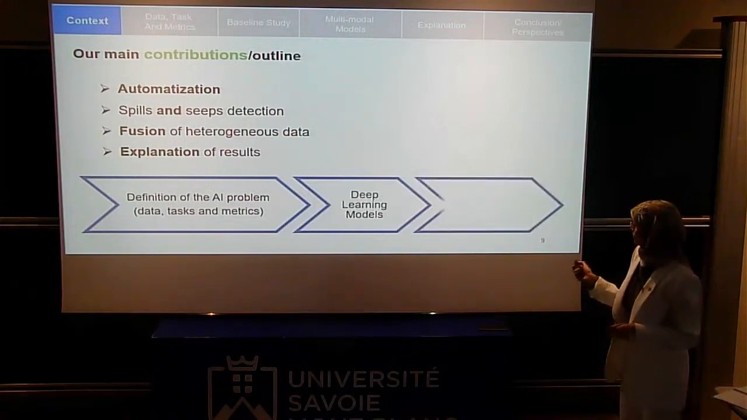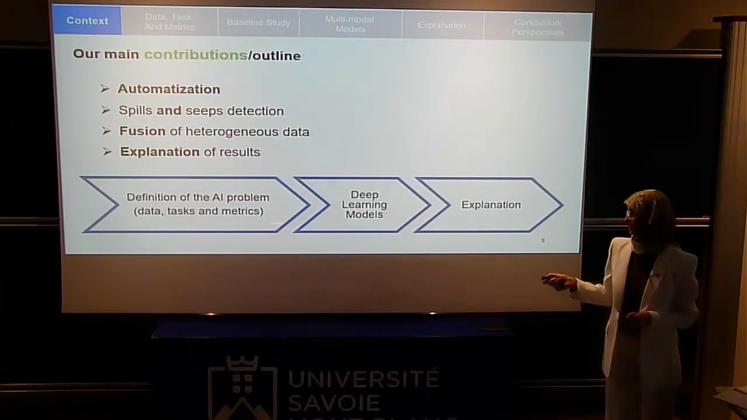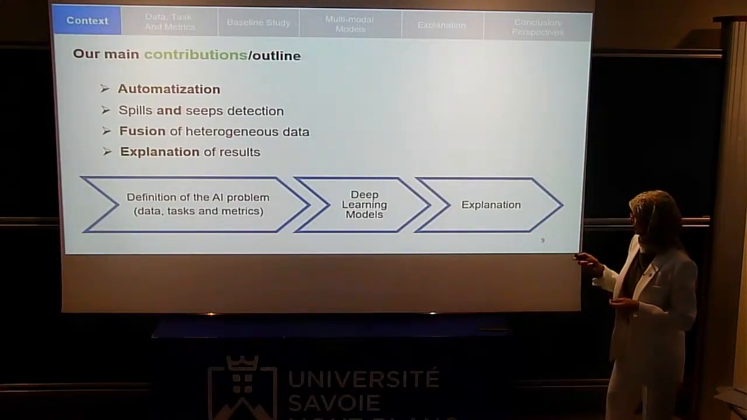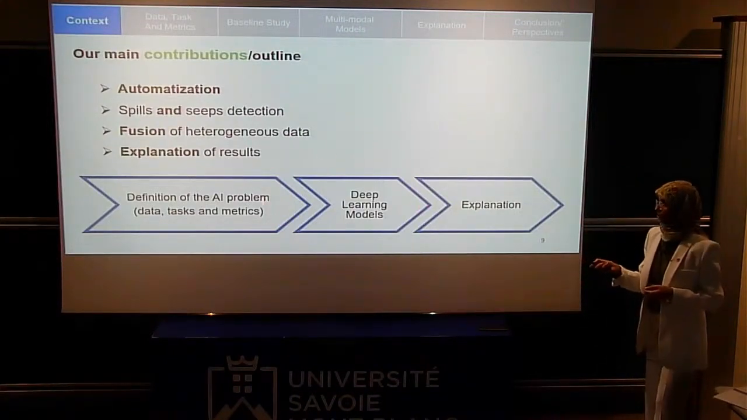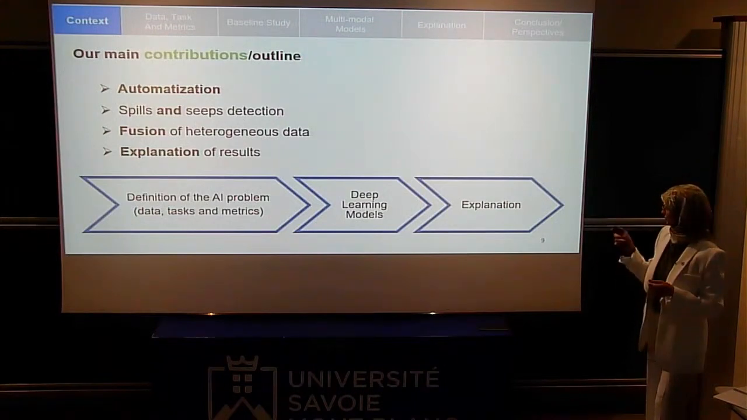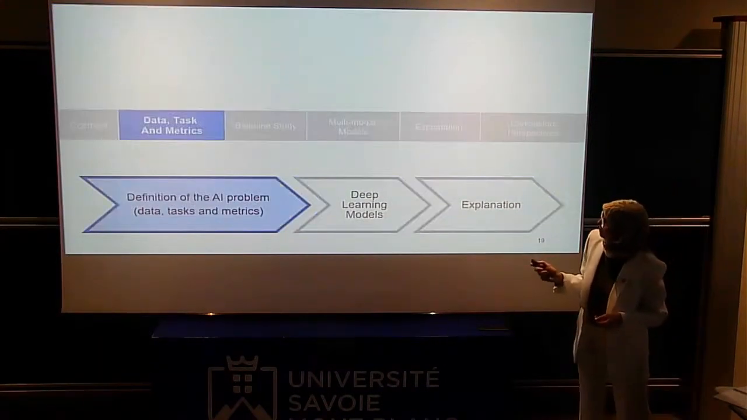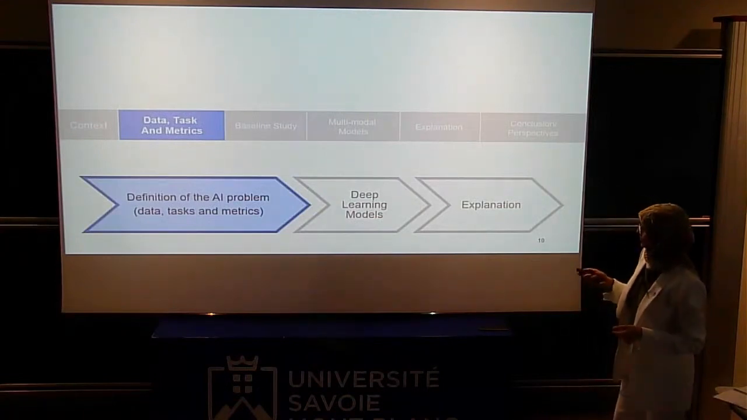Here are the three main contributions. The first one is based on the definition of our problem, task, domain, and metrics. The second one is the proposition of our deep learning models. And the third one is giving a clear explanation of the results. Let's start with the first one.